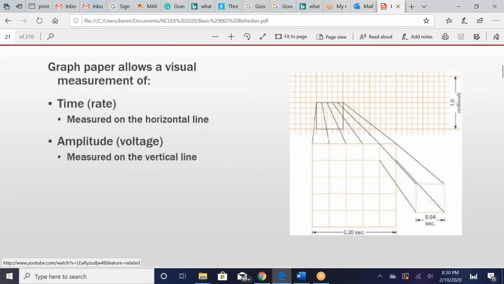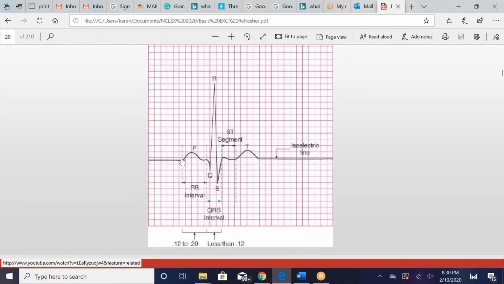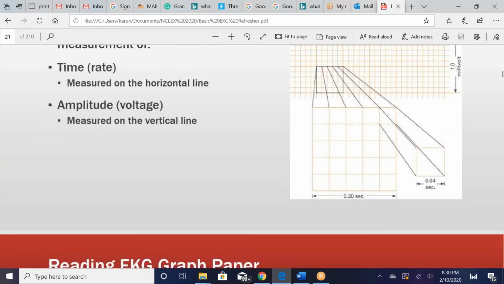So here's what I want to show you. One box, one small box. If you look, there's a big box, and let me take my pointer and show it to you. This is a big box, and this big box is 0.20 seconds. And that's what they were saying here: if the P falls in a big box, 0.20 seconds, then fine.